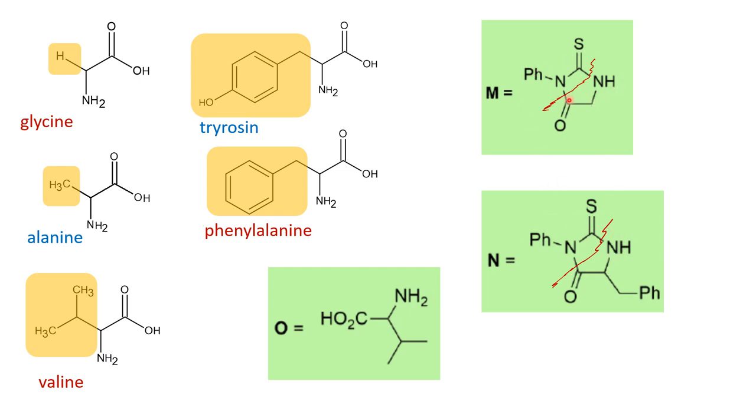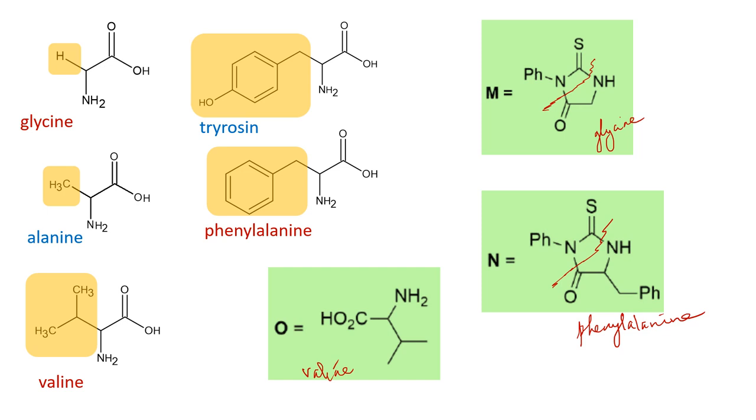Now coming to M and N. If you see N, again, there is a phenyl group in N. So the only amino acids that you can think of are tyrosine and phenylalanine. But this is only a phenyl group. This is not a para-hydroxy group. So undoubtedly, this amino acid is phenylalanine. And now coming to M. Here, this is the carbon, and there is no other substituent here. So there are two hydrogens. So definitely this is glycine. This is phenylalanine. And the last one is valine.